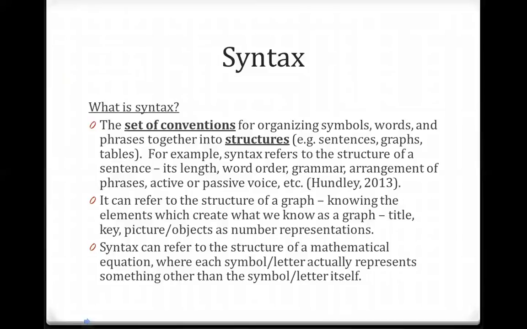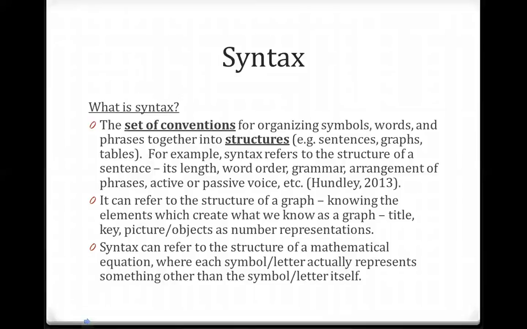Well, what is syntax? Syntax is also a type of language name. This is a set of conventions for organizing symbols, words, and phrases together into structures. For example, syntax can refer to the structure of a sentence, its length, word order, grammar, arrangement of phrases, active and passive voice. For example, following example, an example again, if you will, of syntax.